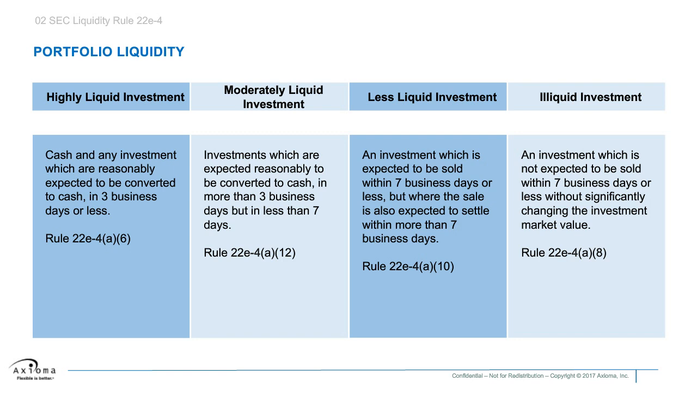Moderately liquid investments which are expected reasonably to be converted to cash in more than 3 business days, but less than 7. And as we get to the other end of the spectrum, the less liquid investment expected to be sold within those 7 business days, but not settled until after those 7 business days. And at the far end of the spectrum, we have illiquid investment not expected to be sold within the 7 business days.